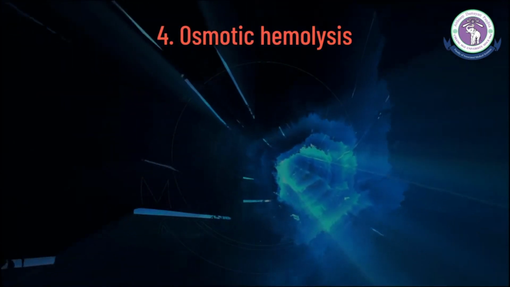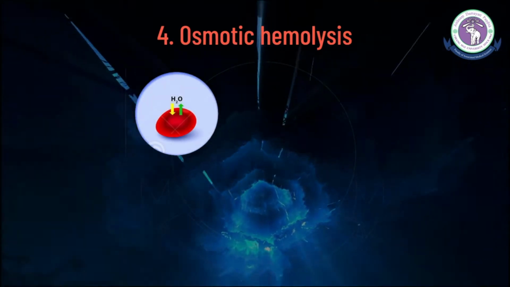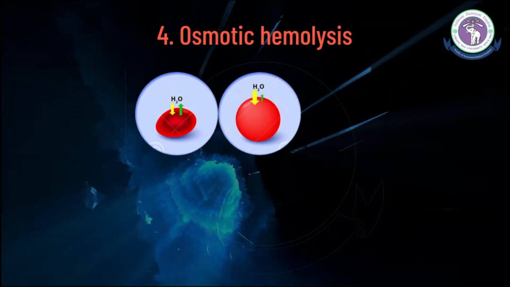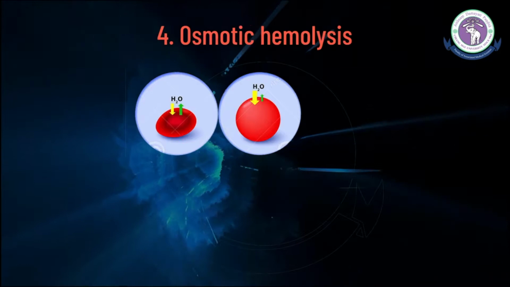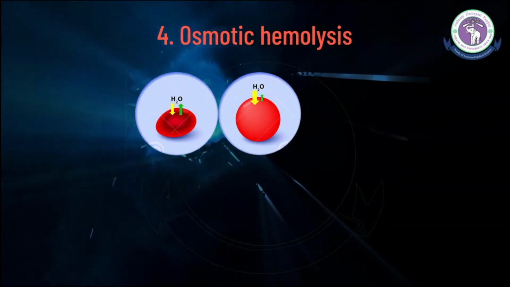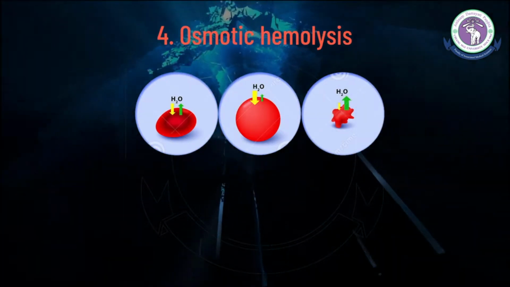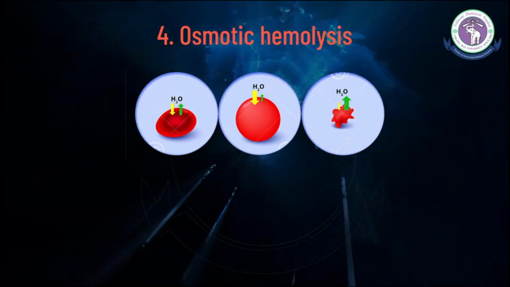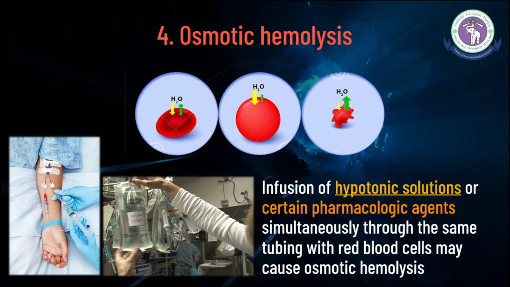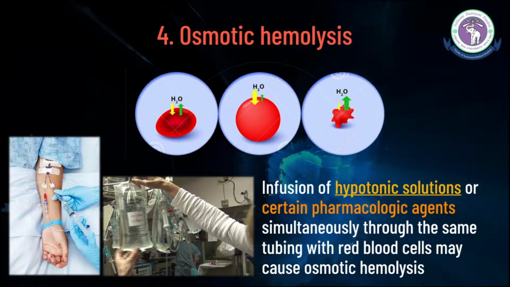Fourth, osmotic hemolysis. Osmotic pressure of red blood cells is balanced in isotonic solution. In hypotonic buffer, water molecules will shift into the intracellular compartment and cause swelling, leading to hemolysis. In another way, hypertonic solution causes water molecules to move out of cells and cause cell shrinkage. So, infusion of hypotonic solutions or certain pharmacologic agents through the same tubing with red blood cells may cause osmotic hemolysis.